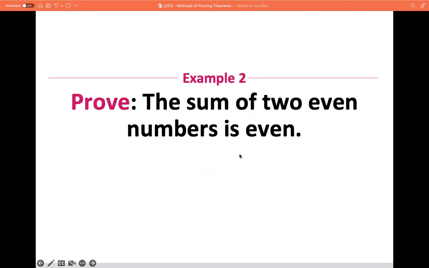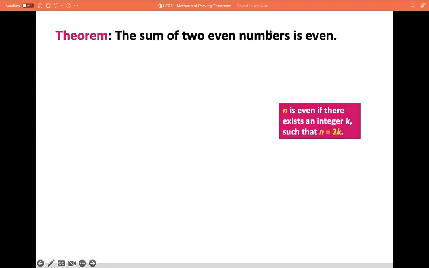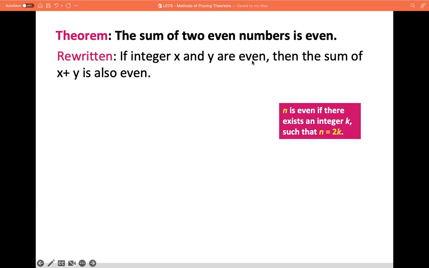So let us have another example. Let us try to prove this theorem: the sum of two even numbers is even. So we can rewrite this statement into this if-then structure.